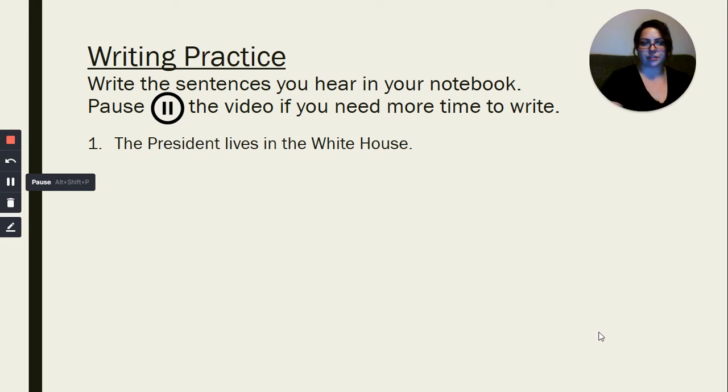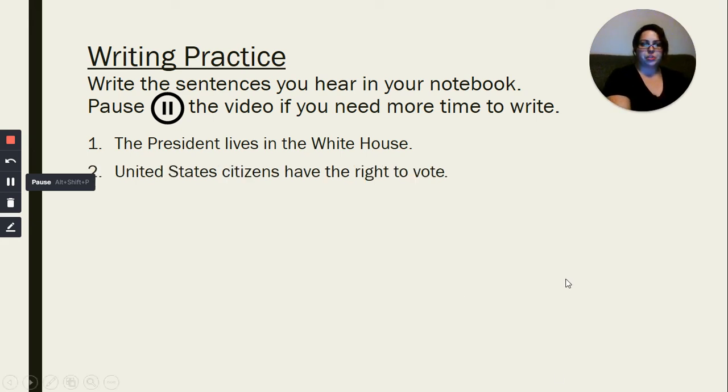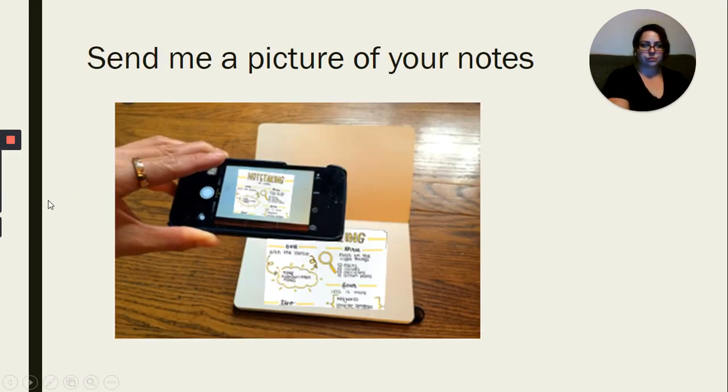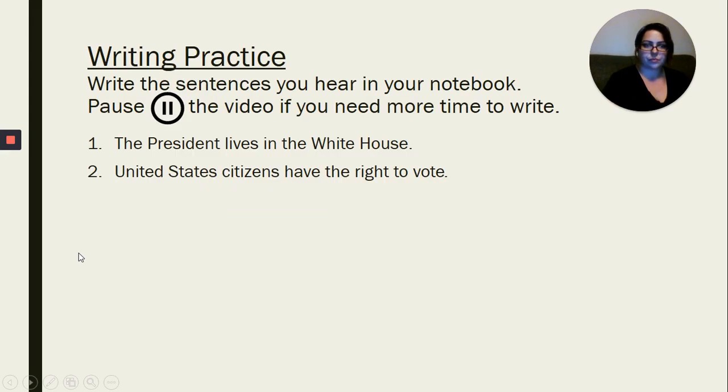Okay, let's check. Number two. United States. United is capital and States is capital because that is the name of our country, and also because United comes at the beginning of the sentence. Citizens has a Z, have the right to vote. Okay?